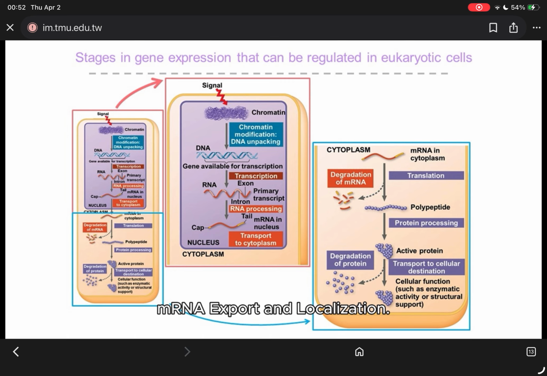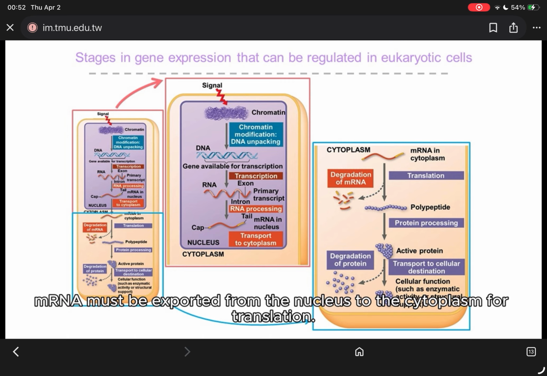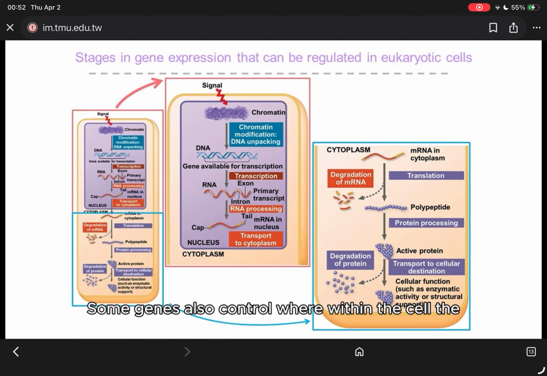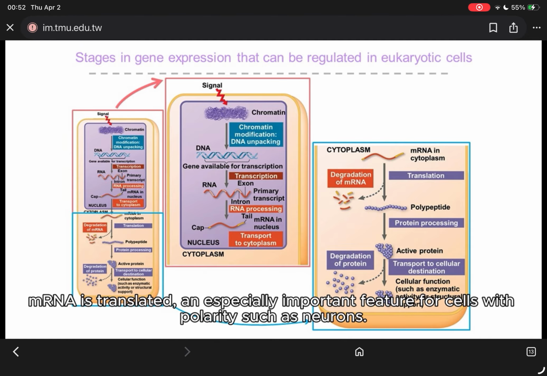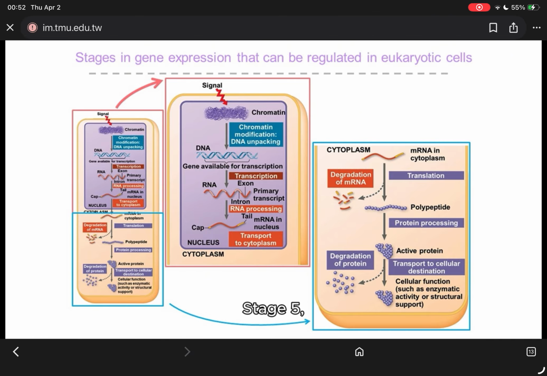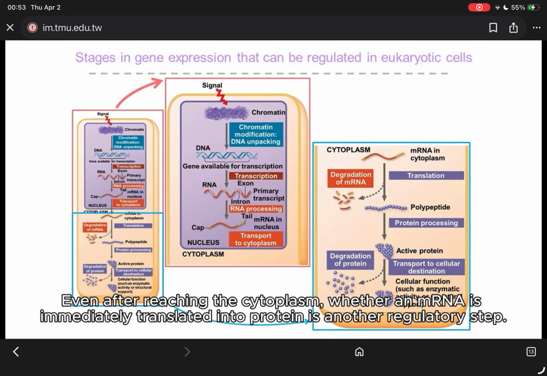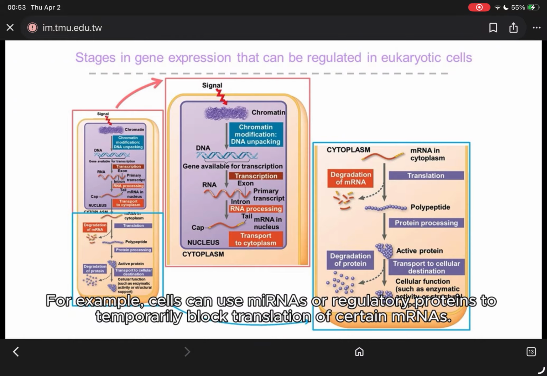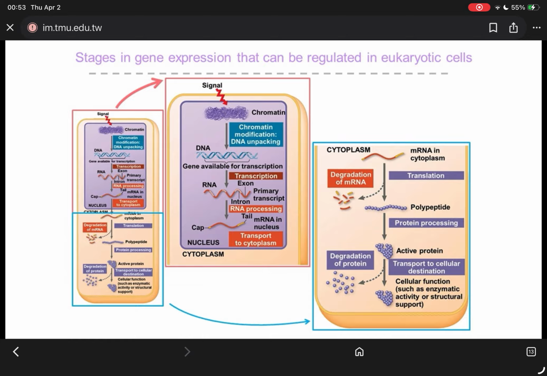Stage 4. mRNA export and localization. Once processed, mRNA must be exported from the nucleus to the cytoplasm for translation. Some genes also control where within the cell the mRNA is translated, an especially important feature for cells with polarity, such as neurons. Stage 5. Translational control. Even after reaching the cytoplasm, whether an mRNA is immediately translated into protein is another regulatory step. For example, cells can use miRNAs or regulatory proteins to temporarily block translation of certain mRNAs.